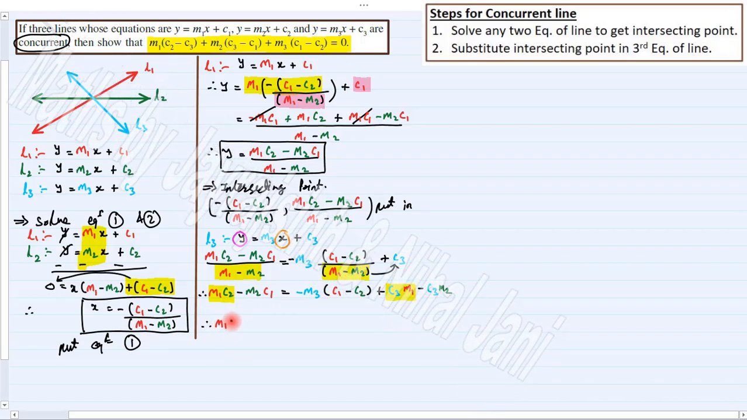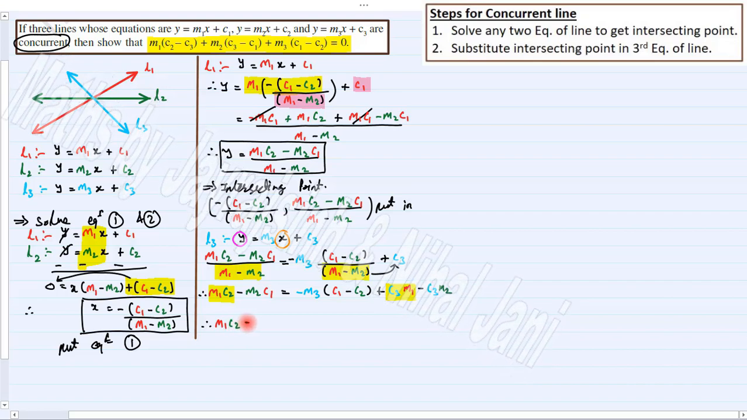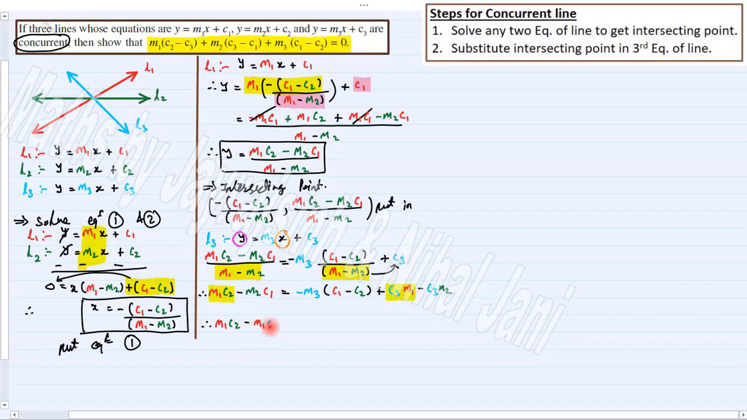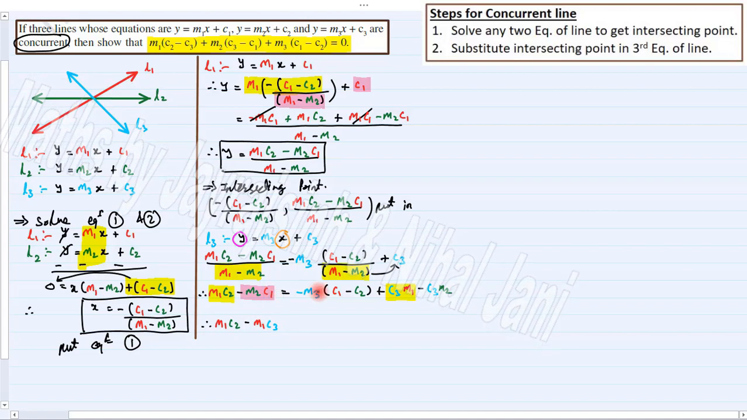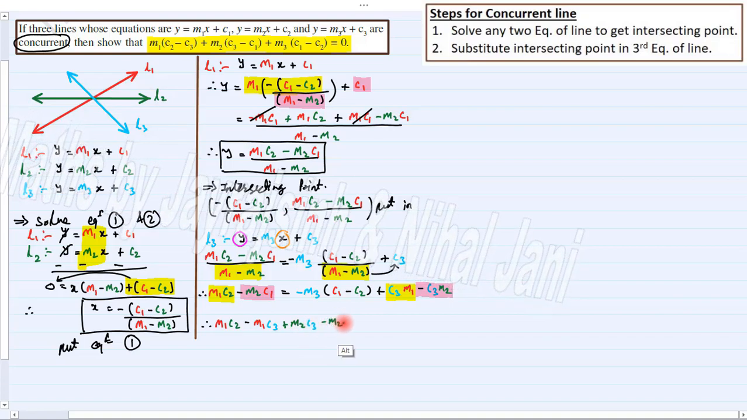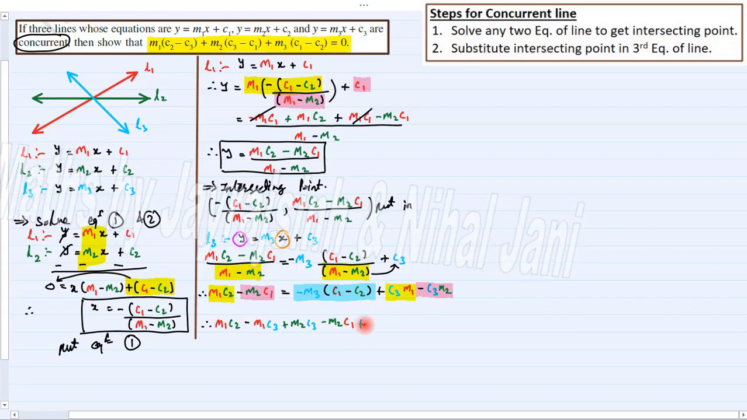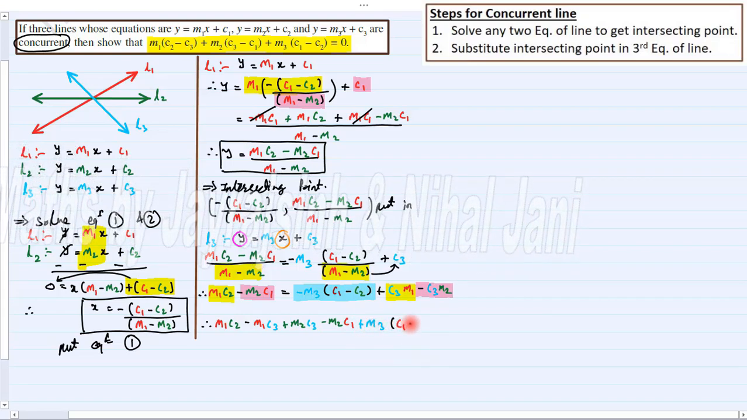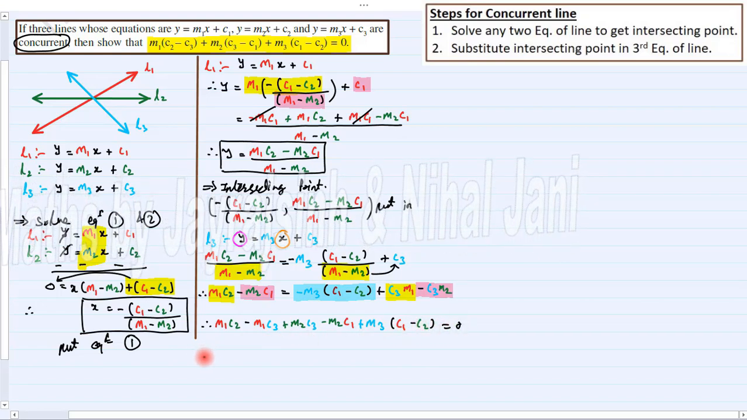So you'll get M1 C2 minus M1 C3. Now, collect the terms of M2. So we'll get M2 C3 minus M2 C1, and then move this term to the right side. So it will become plus M3 into (C1 minus C2) is equal to 0.